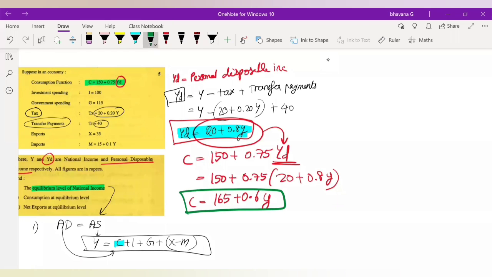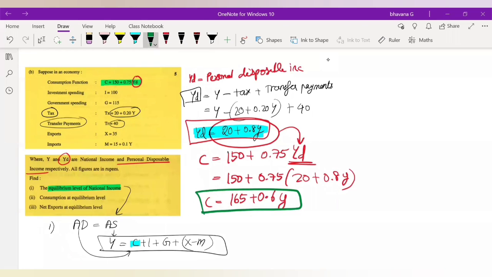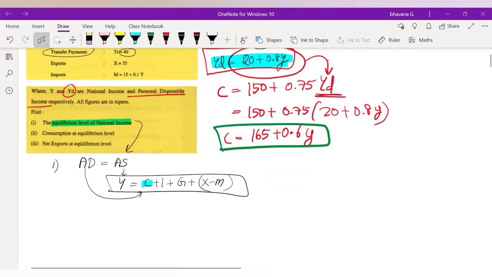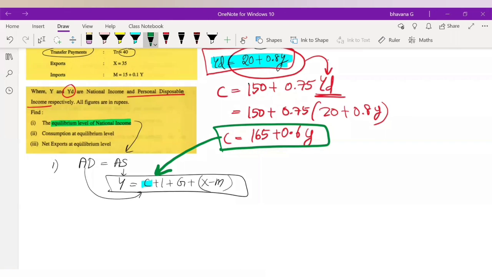So what we have done until now, I'll just give you a recap. In the question, rather than giving y directly in the consumption function, they had given us personal disposable income. So we converted that into the form of income. How did we convert? We applied the formula that personal disposable income YD equals y minus tax plus transfer payments. When we did that, we got YD equal to 20 plus 0.8y. Then simplifying it using the consumption formula, we got C equal to 165 plus 0.65y. Okay.